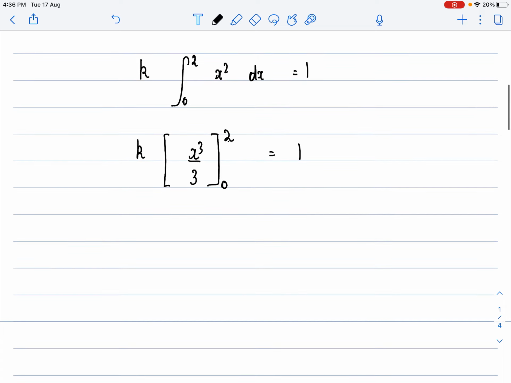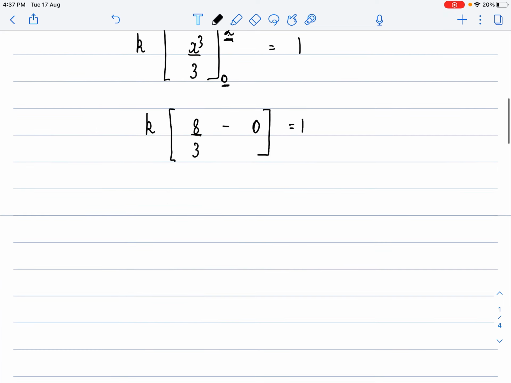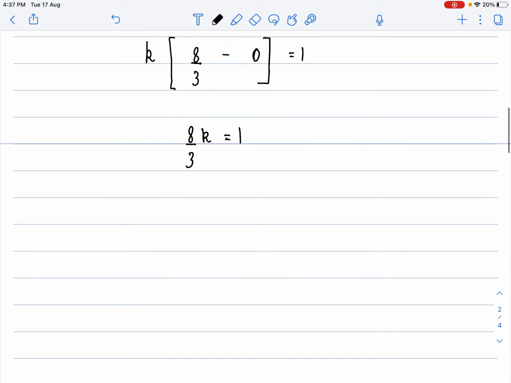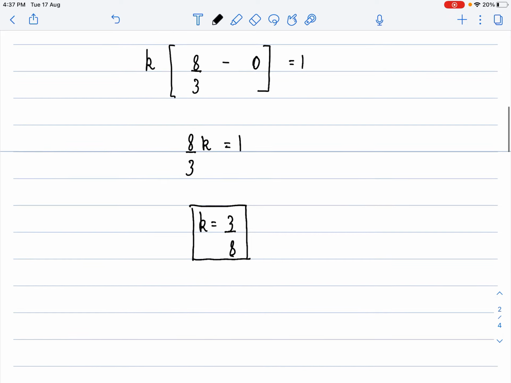So here I can write this as k with, first I put 2 in the place of x, so I get 2 cube which is 8, so I get 8 over 3. This is when I put the upper limit which is 2, minus when I put the lower limit which is 0, I get 0, which is equal to 1. So now I can write this as 8 over 3 k which is equal to 1. So I get my k as 3 over 8, correct? This is how you calculate the value of k, correct?